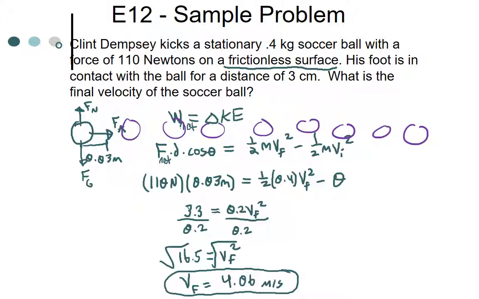Yeah, as long as there's no friction, right? So if there was friction, it would start to slow down. There would be negative work, because the ball would be going this way to the right, and then the force would be to the left, but in this case, no friction.